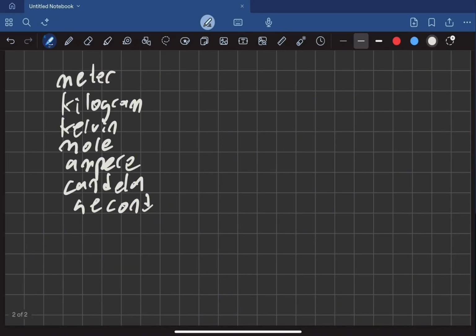The meter is simple. I'm sure everybody is familiar with the meter. It's just the measure of distance. So it is just measuring how far apart things are. Simple as that. The kilogram is mass. I'm sure everybody's also familiar with this, so I won't spend too much time on this.